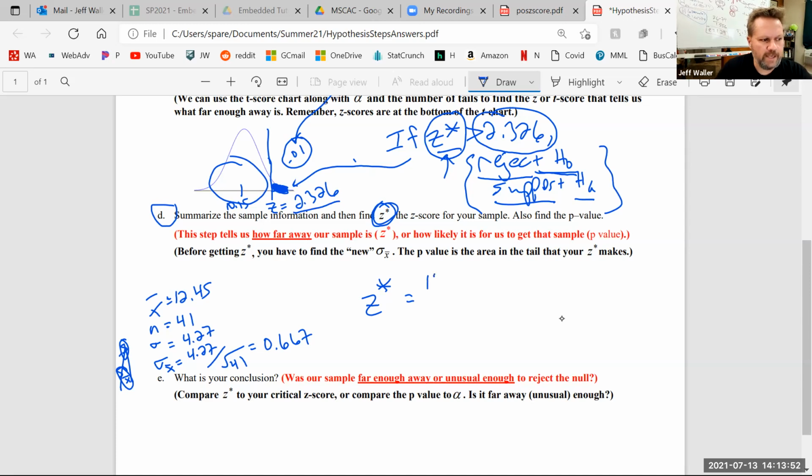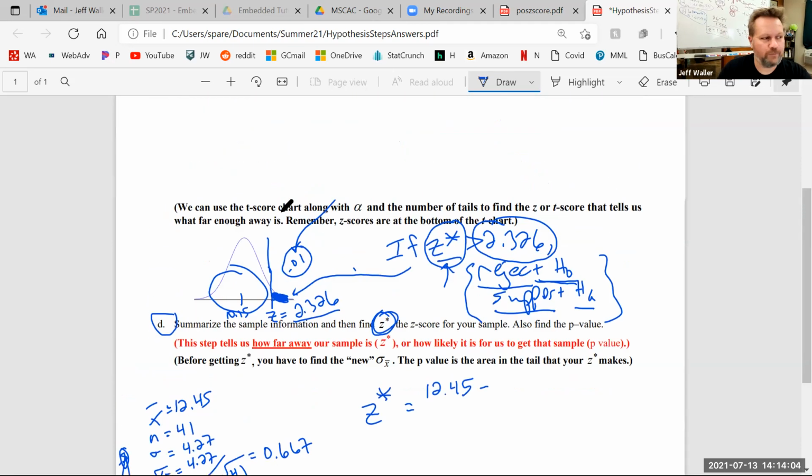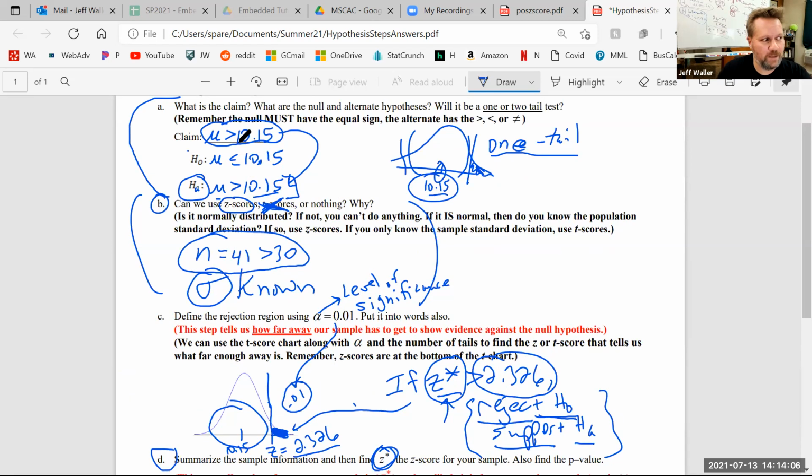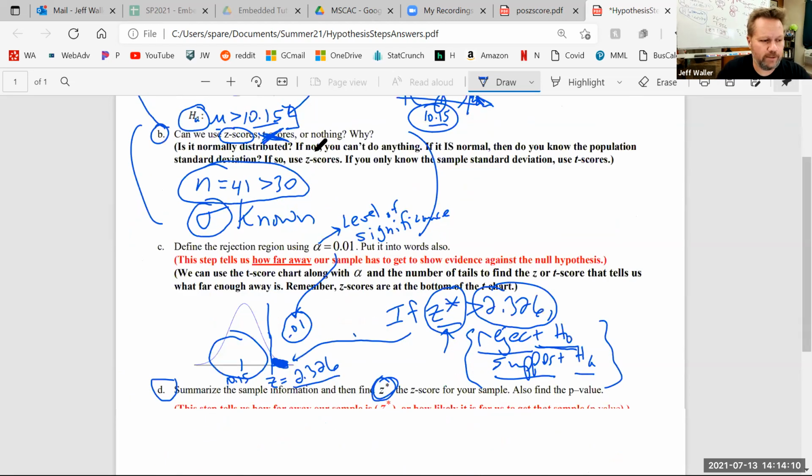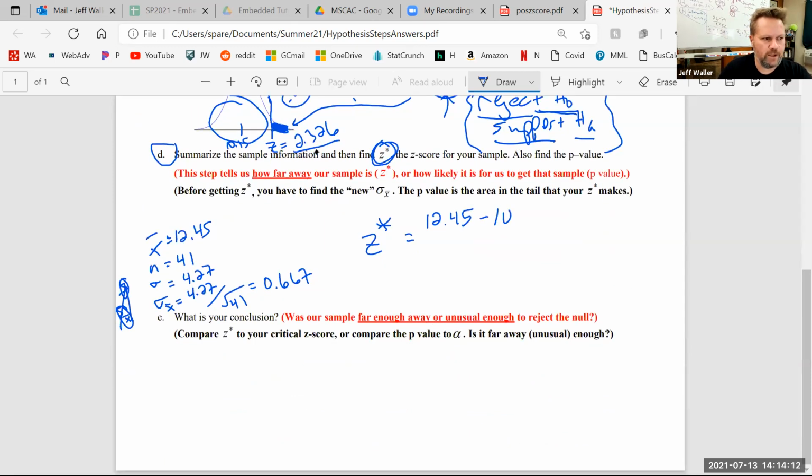So it's going to be my data point. Now, what are we assuming the actual mean is? 10 point something. Yeah, 10.15. We're assuming this is the real mean. Let's see if we do something that's really weird. So this will always be minus the number from the claim.